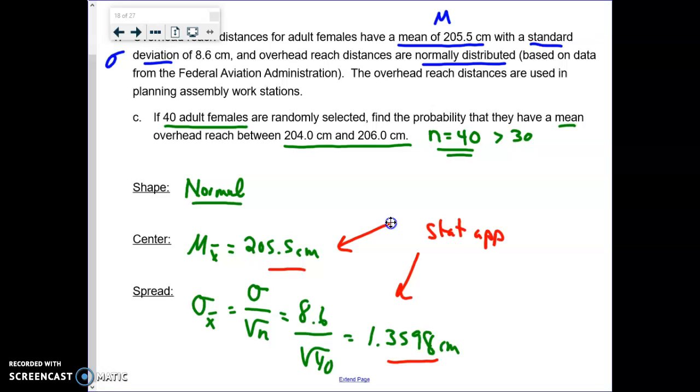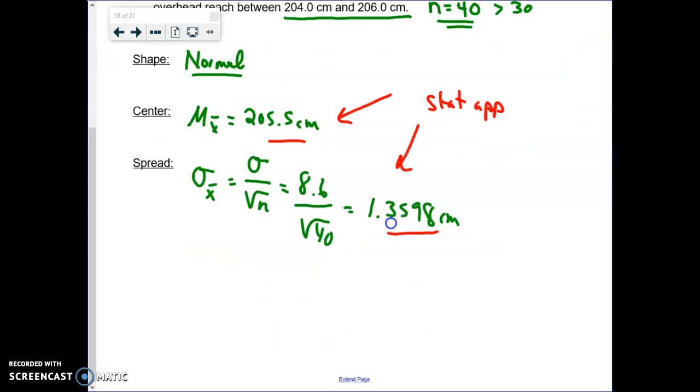So what we want to do, ladies and gentlemen, is find the probability that the mean overhead reach for a sample of 40 women would be between 204 and 206 centimeters. So I'm going to write this down this time before I go to the computer. We want to find the probability that the mean height of 40 women falls between 204 and 206 centimeters. So what does that equal?